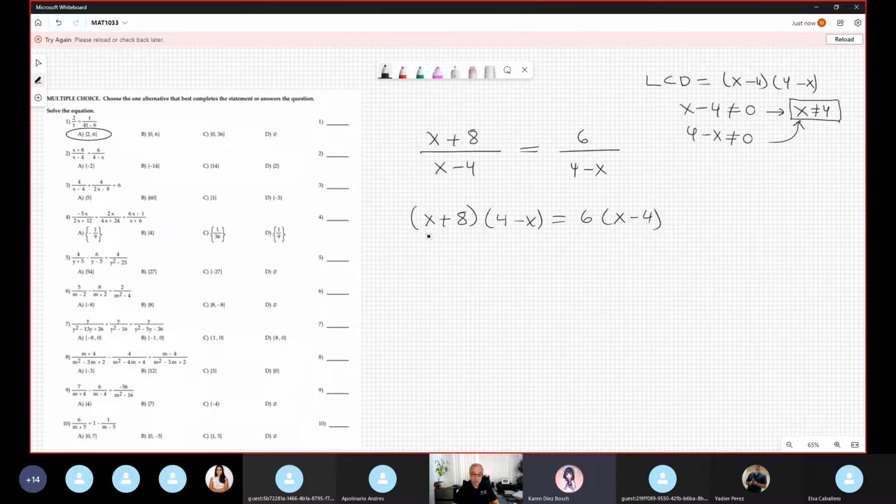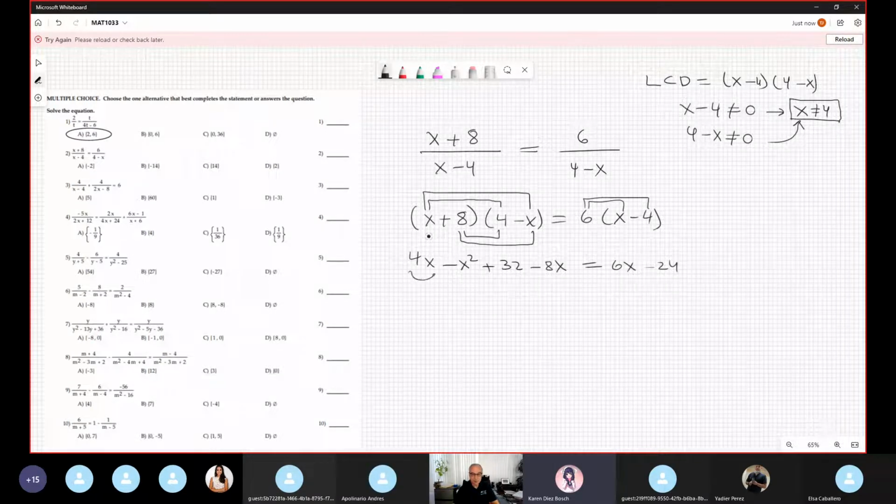Cool? Now cross foil, you foil two binomials, 4x minus x squared, 2, minus a, x. And the right hand side, 6x and 24. Ready to combine like terms. This is minus x squared plus 32. Combine negative 4, positive 4, sorry, and negative a is negative 4.